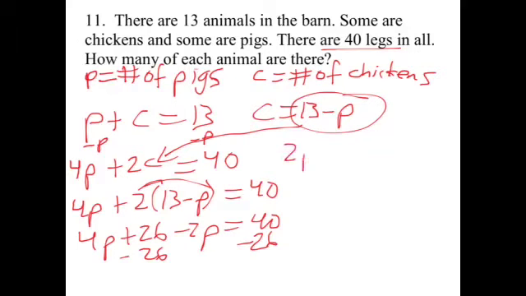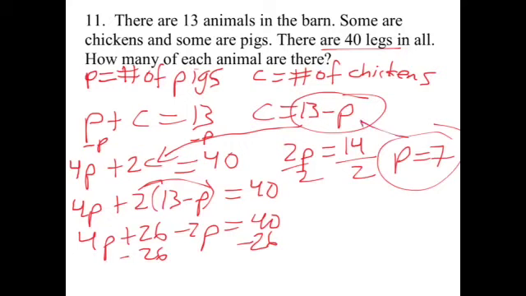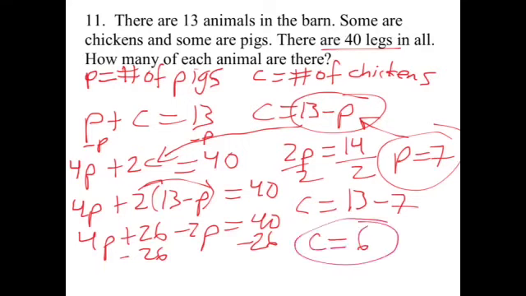And I'll simplify my P's, combine like terms there, to get 2P equals 14. And divide both sides by 2 to get P equals 7. So there's 7 pigs. Take that 7, plug it into my other equation. C equals 13 minus 7. So the number of chickens is going to be 6. So 7 pigs, 6 chickens, and we're good to go. That'll be this video.